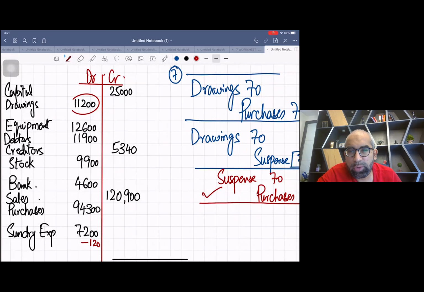And one more easy way I'm teaching you. See, in the trial balance, sundry expense is on the debit side, but in the correcting entry, it was on the credit side, opposite side. So you should do less, subtract.